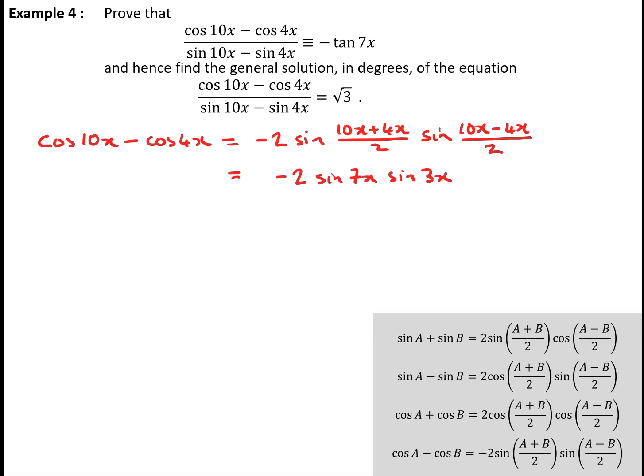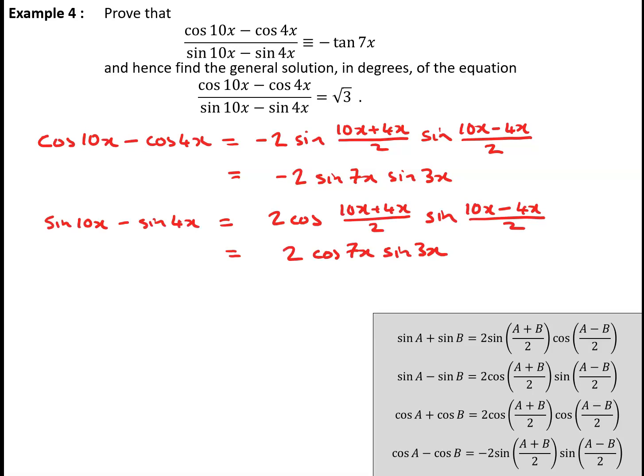So using the factor formulae, cos 10x minus cos 4x, using the bottom of the four formulae, is the same thing as minus 2 sin 7x sin 3x. And then sin 10x minus sin 4x is, using the second of the four factor formulae, the same thing as 2 cos 7x sin 3x.